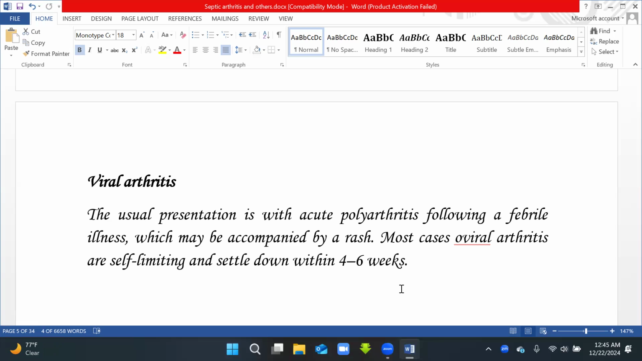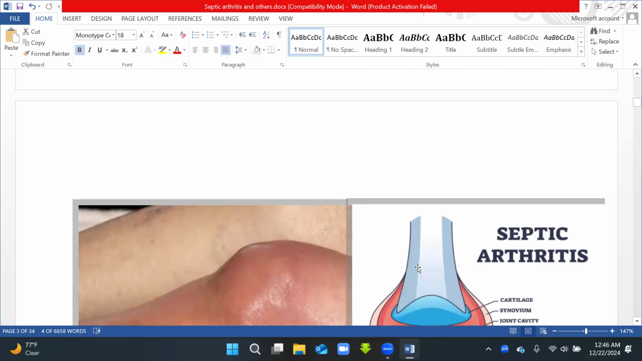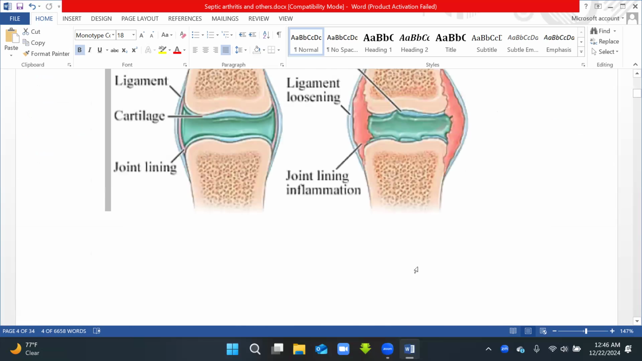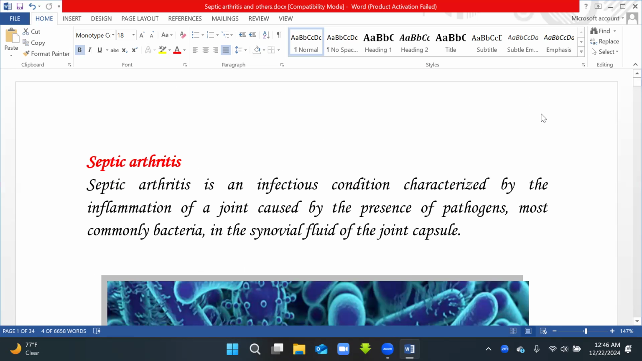So the person needs to engage in some level of exercise. Then patient education. The patient needs to be educated on the nature of the type of arthritis they are having, so that they will cooperate in the care. Then monitoring and follow-up is essential in the management of both viral arthritis and septic arthritis. They have similar presentation, but the cause differs. So that is all about septic arthritis and viral arthritis.